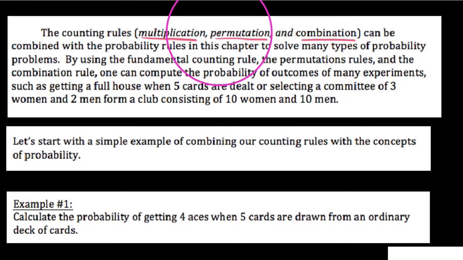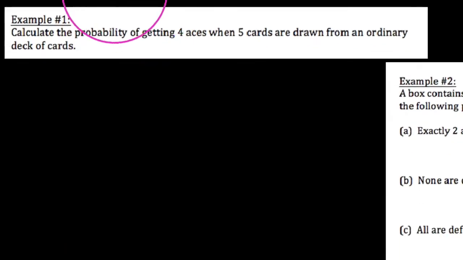As an example, I listed a couple here. Such as getting a full house when 5 cards are dealt. How many different ways can that happen, or what's the likelihood of that happening? Or selecting a committee of 3 women and 2 men to form a club consisting of 10 women and 10 men. So we can actually figure this out using our counting rules. So we're going to extend it into example number 1 here.